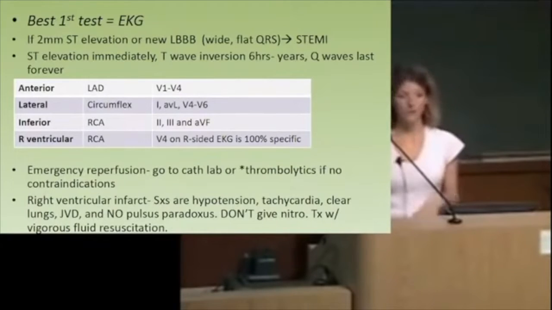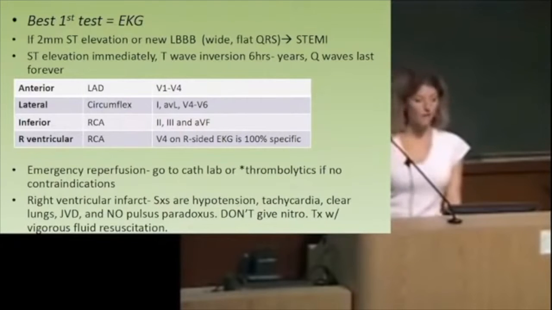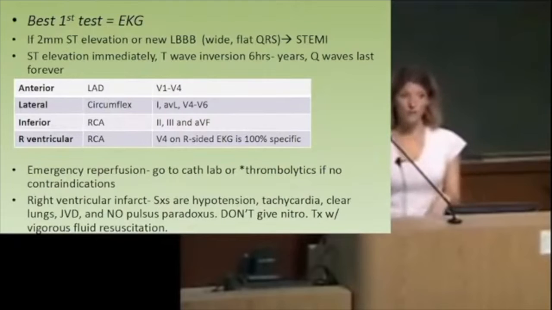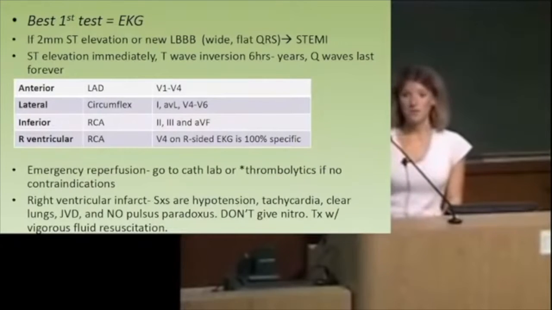So kind of in a nutshell, if you see somebody that looks like they're in shock, they've got JVD, but their lungs are clear, think about a right ventricular infarction. And this is important because the treatment is drastically different between this type of MI and the garden variety type. You don't give nitro, and why is that? If your right ventricle has failed, why is nitro a bad idea?